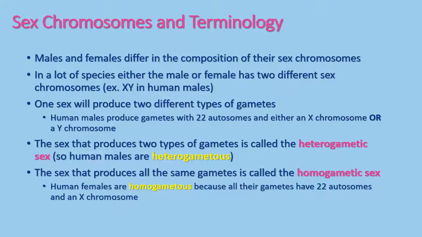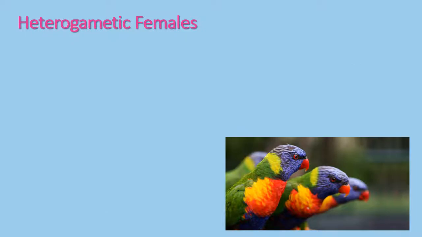Females, on the other hand, all their gametes are going to look the same because they're always going to have 22 autosomes and 1 X chromosome. So females are considered the homogametous sex, and they're homogametic.